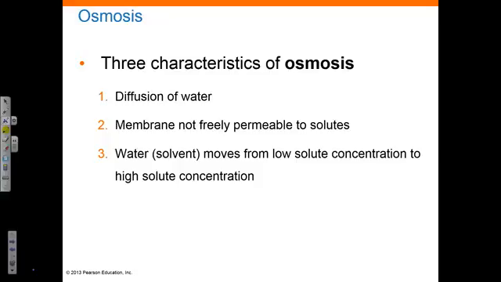Let's take a look at osmosis. Osmosis is the diffusion of water across a selectively permeable membrane, meaning that water can diffuse across the membrane, but solutes cannot. Water will move from the low solute concentration to a high solute concentration. In other words, water will move to areas with more particles.